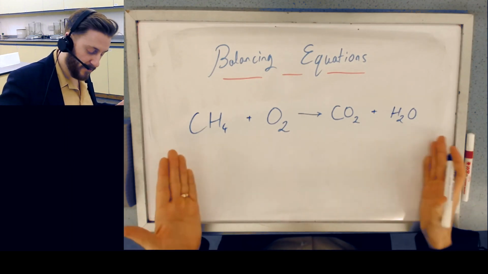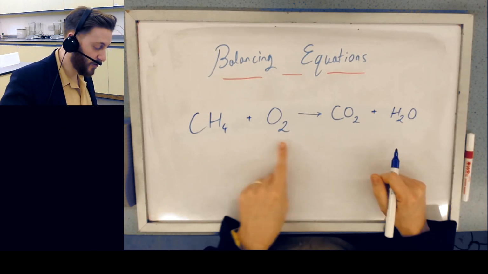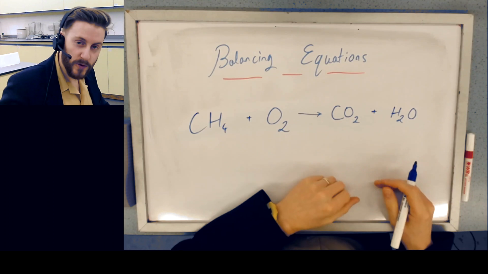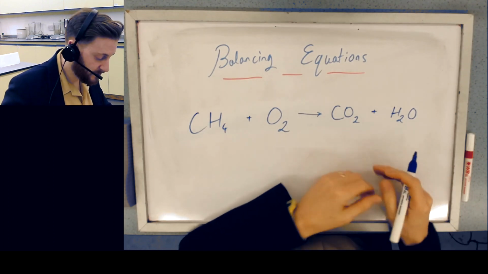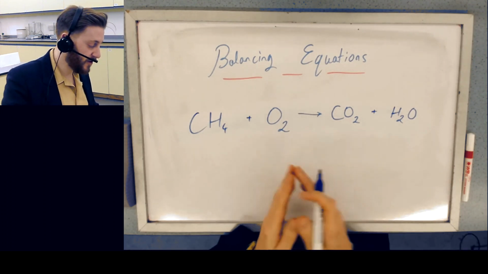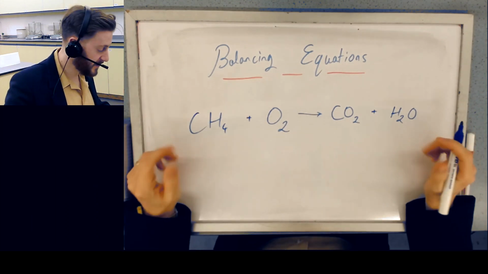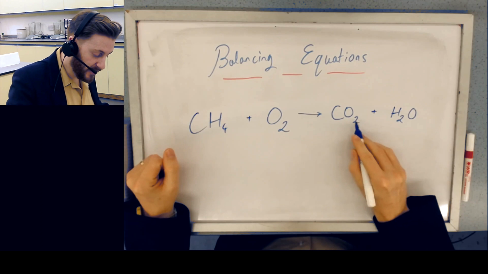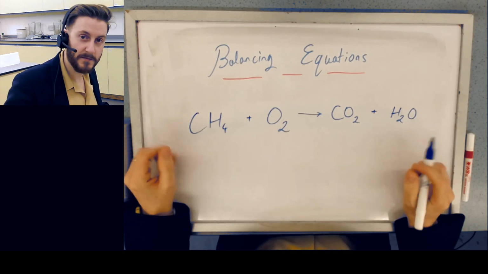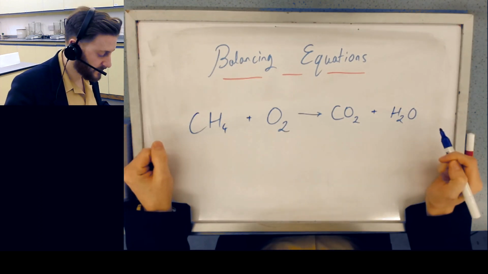So we have the full reaction here, and all the formulas are correct. H2O is water, is always H2O. Carbon dioxide, CO2, O2 for oxygen, CH4 for methane. These are the chemical formulas and they cannot change. I can't change any of the small numbers. The little numbers are fixed in.